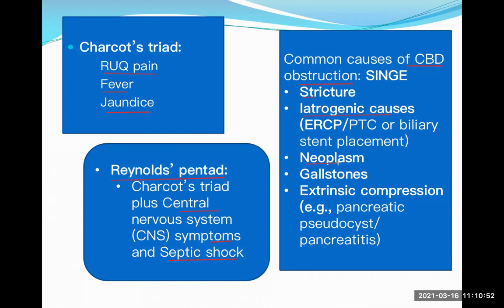N is neoplasm, G is gallstone, E is extrinsic compression from the pancreatic cancer, pancreatic pseudocyst, or pancreatitis. Okay, so these are some of the common causes of CBD obstruction. Not always it is caused by gallstone. Sometimes it is caused by other causes as well. Let's move on.